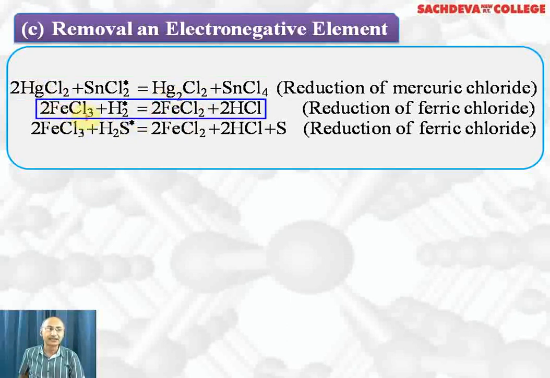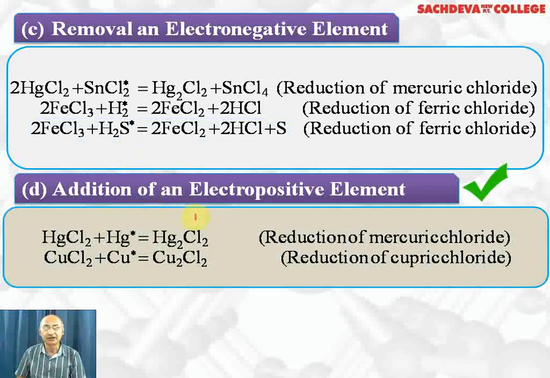Here ferric chloride or iron 3 chloride we are reducing with the help of hydrogen to get ferrous chloride or iron 2 chloride plus hydrogen chloride. So ferric chloride is being reduced to ferrous chloride by removal of 1 chlorine atom. Ferric chloride can also be reduced with the help of H2S to get ferrous chloride plus 2HCl plus sulfur. Here also ferric chloride is being reduced to ferrous chloride with the help of H2S, which acts as reducing agent.